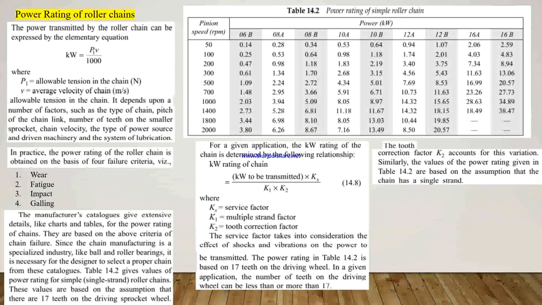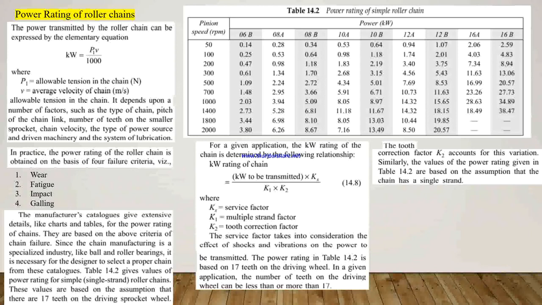In the manufacturer's catalog, extensive details like charts and tables are given for the power rating of the chain, and this is based on the above failure criteria. Since chain manufacturing is a specialized industry like ball and roller bearings, it is necessary for the designer to select the proper chain from the manufacturer's catalog. Here, Table 14.2 gives the values of power rating for simple or single strand roller chains.